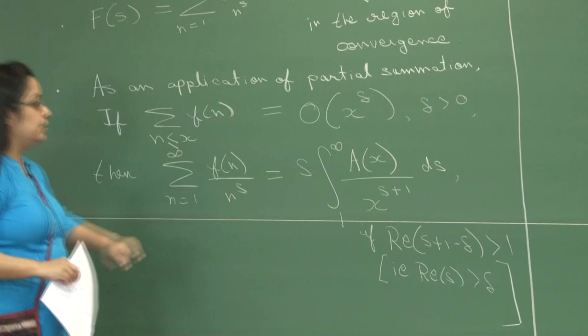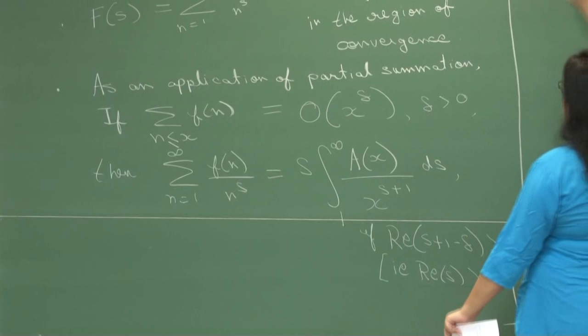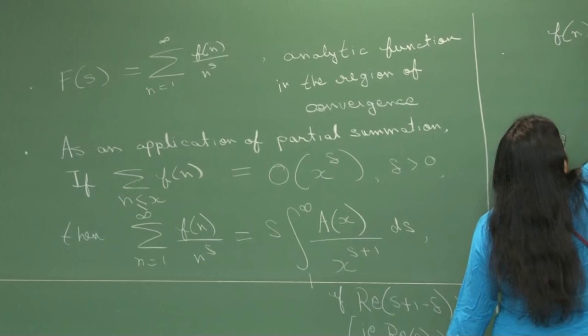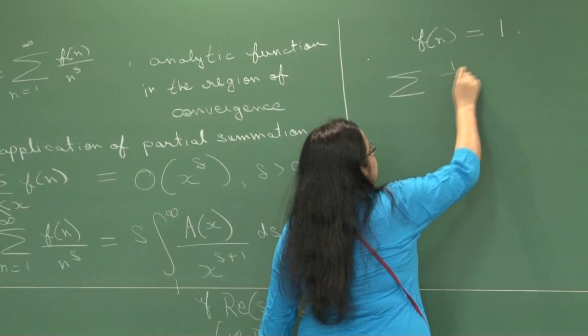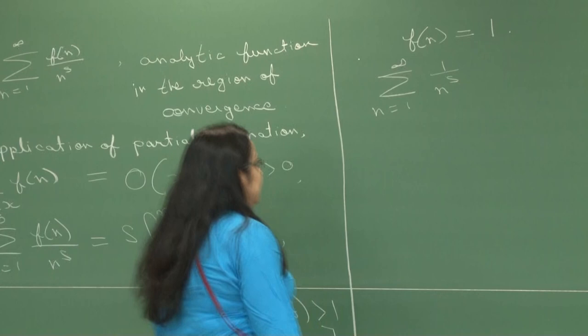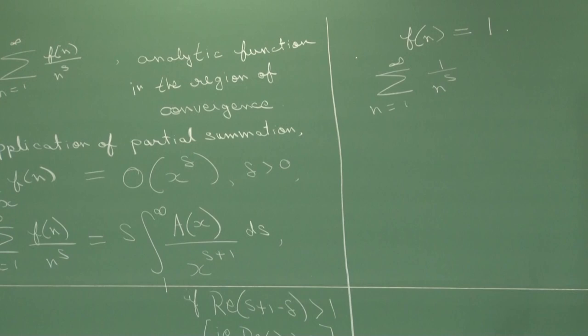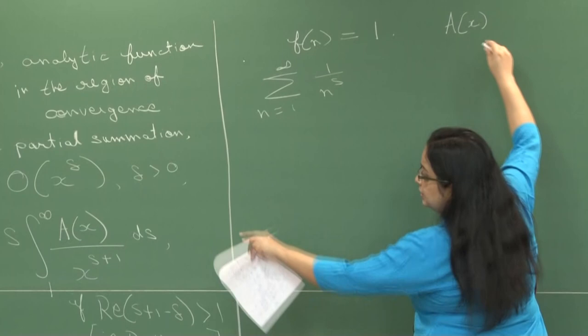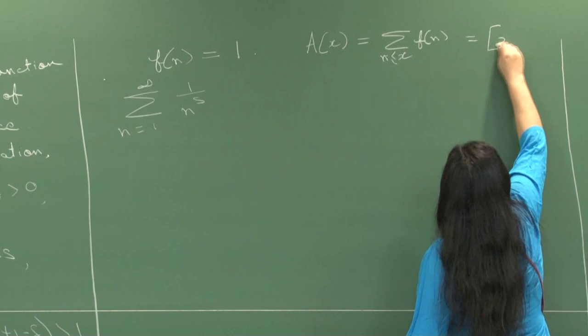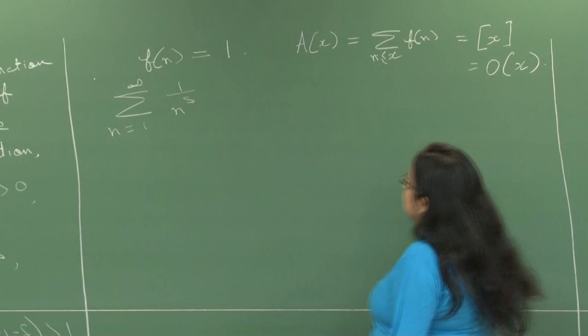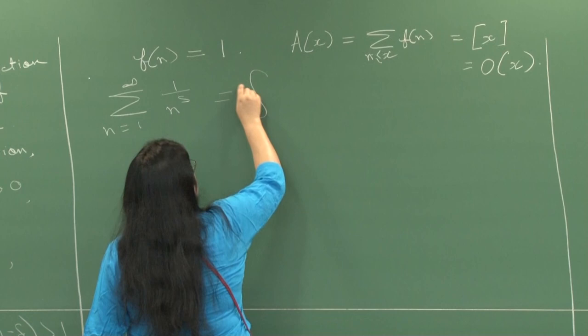And in particular, as an application of this, suppose I take f of n equal to 1. Then you can write the zeta function in the region where the real part of s is greater than delta. So, what is delta here? Note that A of x, which is the partial sum, this is our notation, the sum of f of n up to x, is just the greatest integer of x. So, it is O of x.